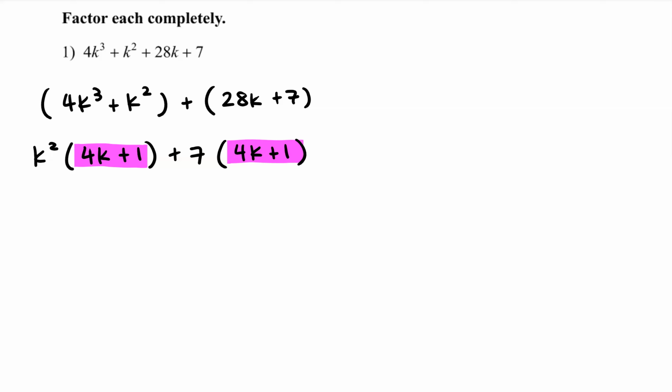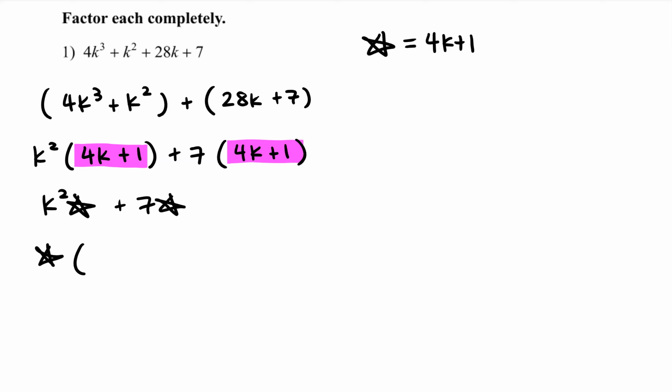And if you have a hard time understanding why that is, sometimes students get confused because there's multiple terms. If that's confusing you, you could always think of this as an additional variable. So what if I said let star equal 4k plus 1? So if I did that, I have k squared times star plus 7 times star. So both of these have a star in common, so I can factor out my star, and I'll be left with k squared plus 7.